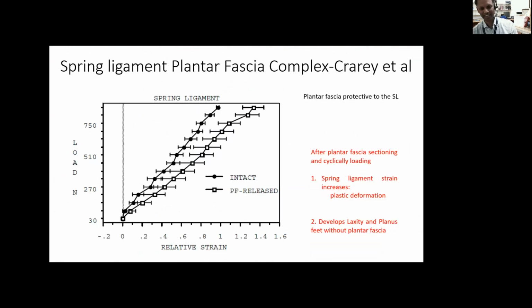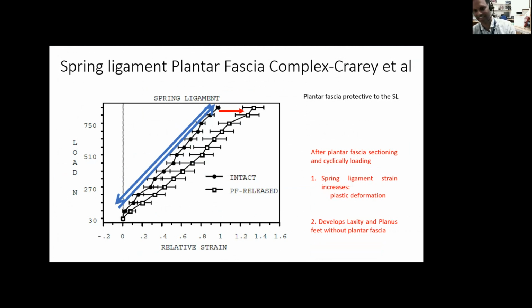Well, we know that the spring ligament is a very resilient structure, and the Japanese were able to show using ultrasound on transverse sections, the spring ligament had very little strain that developed. But it does develop strain. And when you load the spring ligament, it's an elastic structure that develops strain. And when you unload it, it then goes back to its original position. But Crary was able to show that in the absence of plantar fascia, the spring ligament undergoes plastic deformation.